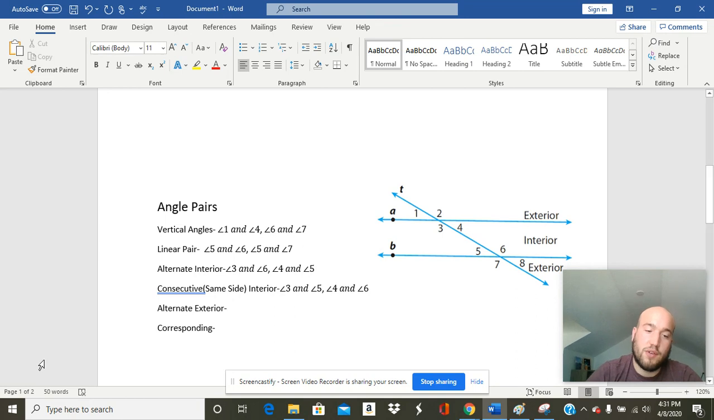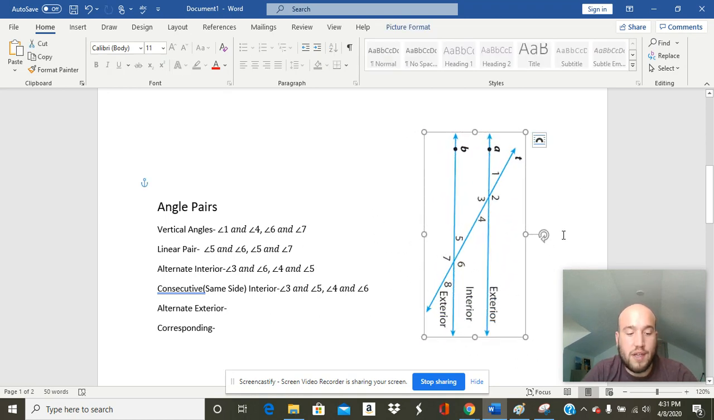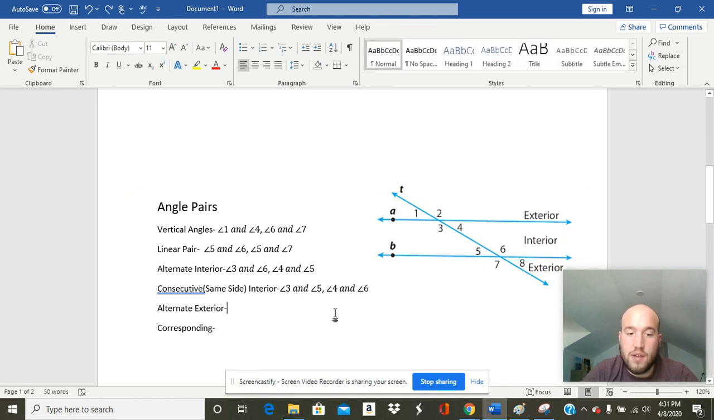Okay. Now our next one, alternate exterior. For this one, exterior means they're on the outside. So it has to be completely on the outside. There's going to be one from the top, one from the bottom. If it was turned on its side like this, then there's going to be one on the left, one on the right. Okay. So alternate exterior would have angle 1, and that would match up with angle 8. 1 is on the left side of the transversal, 8 is on the right side. Okay, then the other one would be angle 2 and angle 7.